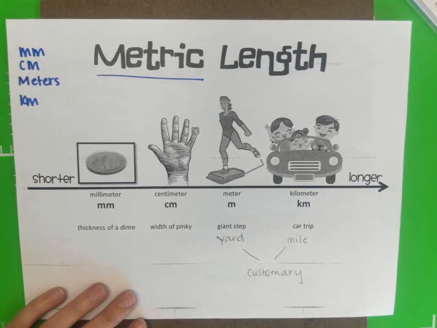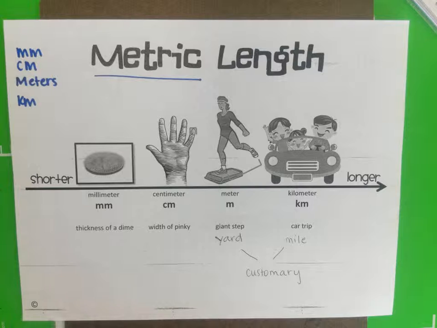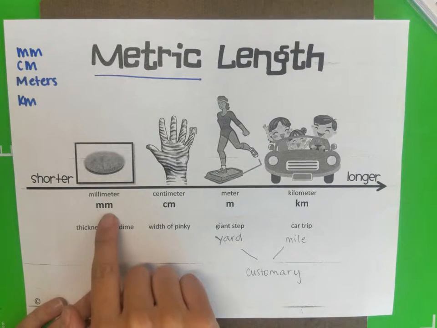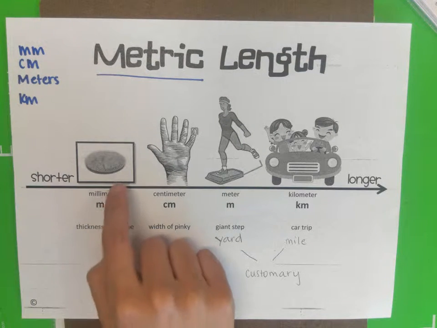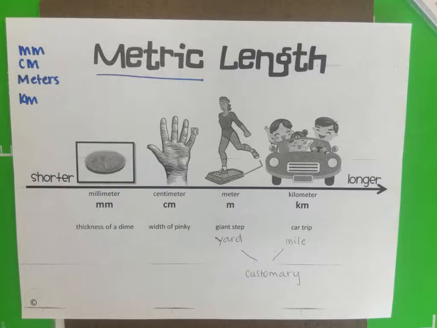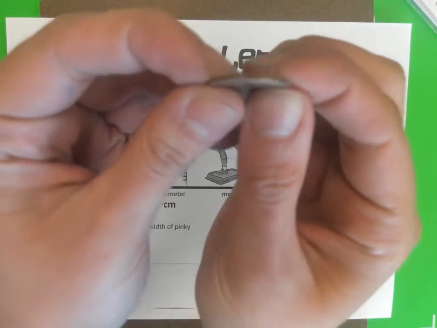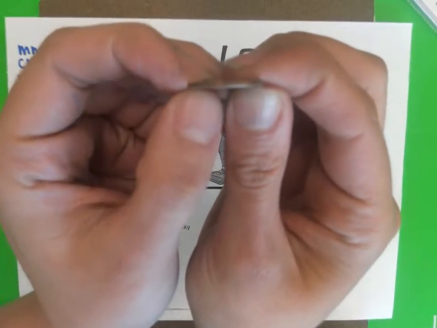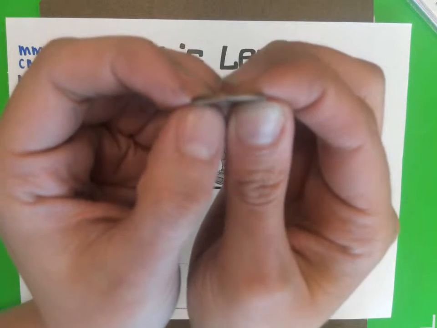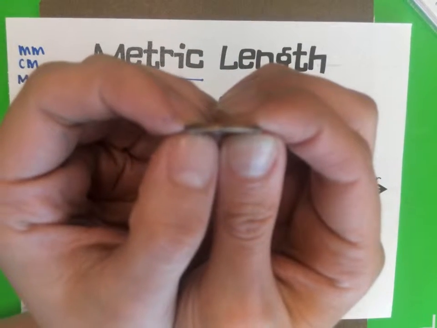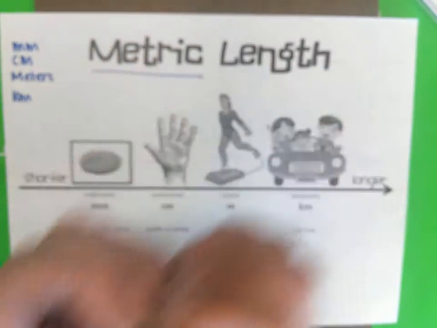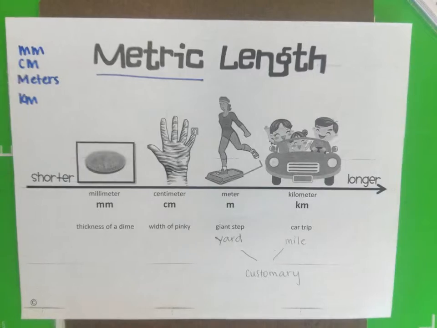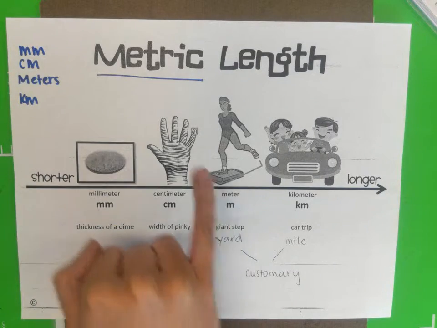So for length, we already know that length is how long something is, or like a distance from one place to another. And our smallest unit of measurement for metric length is millimeters. And they are saying that millimeters is about the thickness of a dime. And so if you look here, hopefully it'll focus. But a dime is not that thick, so millimeters are really tiny. There we go. Then next comes our centimeter, which is about the width of your pinky.